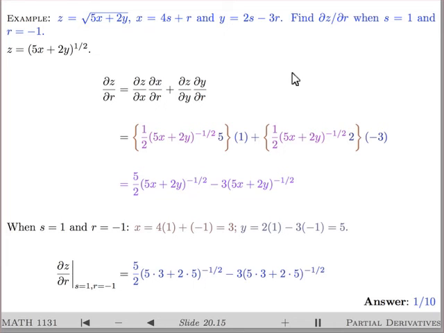So this is a rough idea. We wanted to just give you a rough idea of how to use the chain rule for multivariable situations if the need arises.